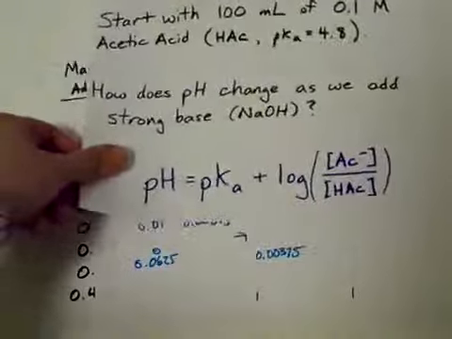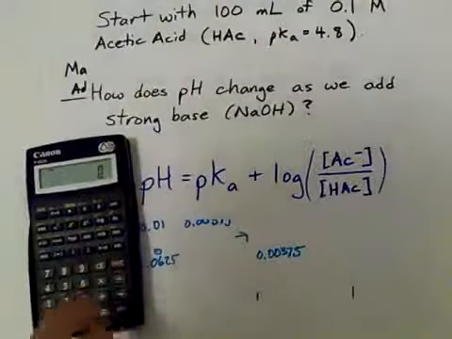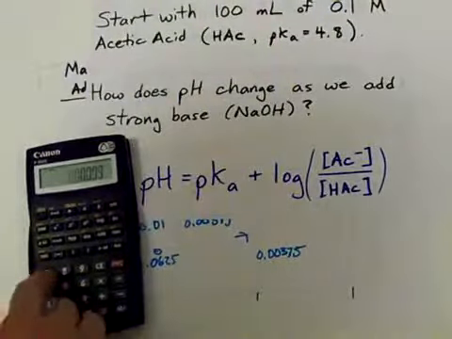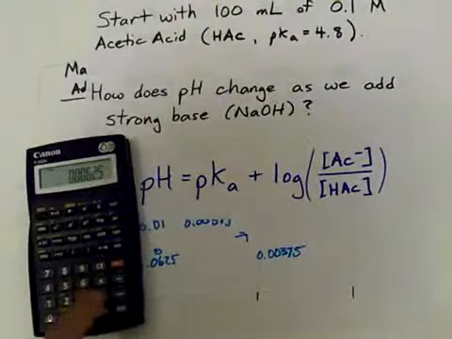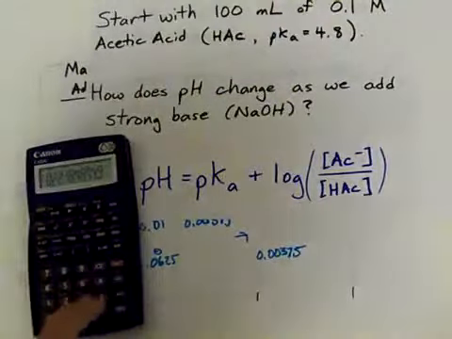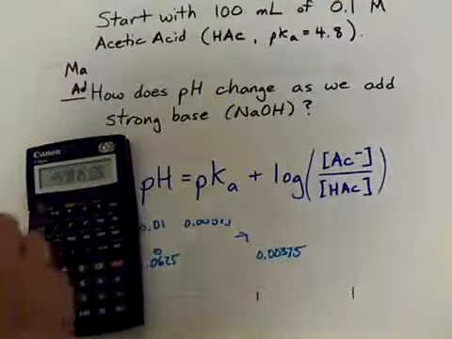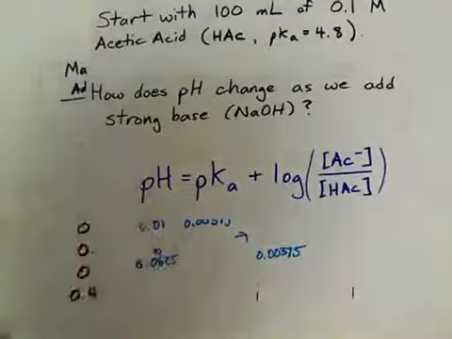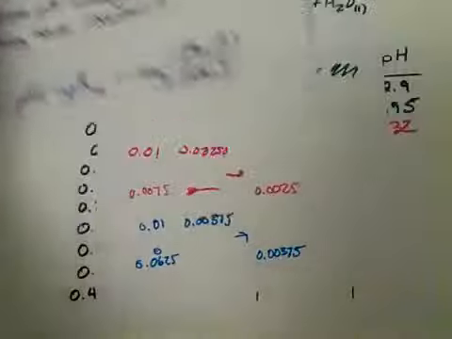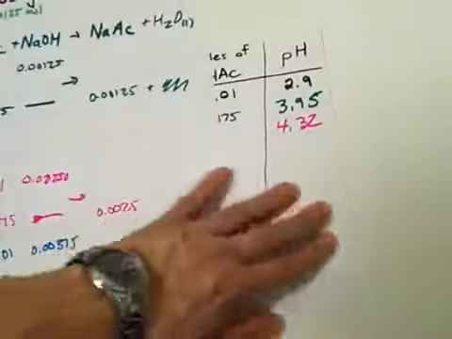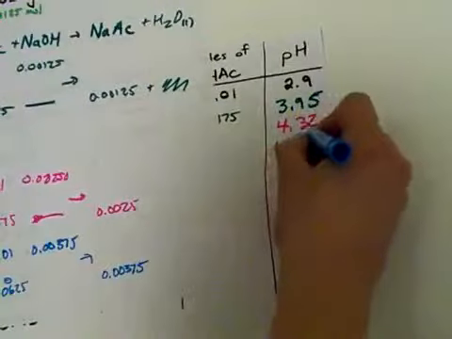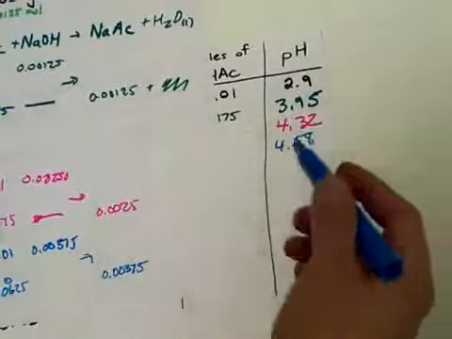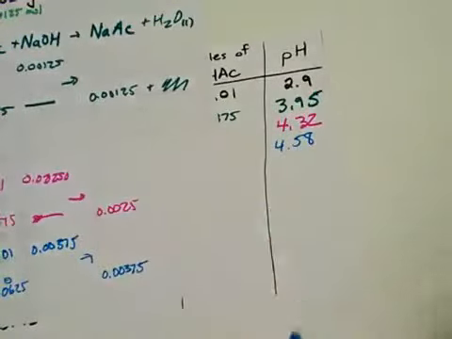Getting tired of this yet? I'm not. I'm pumped. All right, base 0.00375 divided by acid 0.00625. Take the log of that. Add the pKa, 4.58. Let's write that in. 4.58. Man, this time the pH only went up by like 0.26.